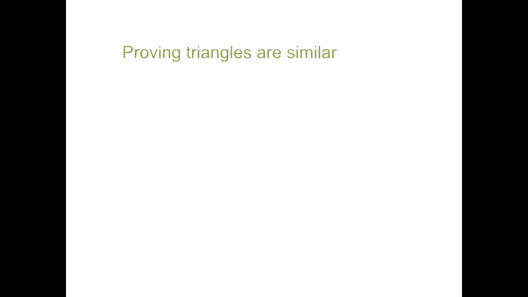This lesson is about proving triangles are similar. There are 3 different ways to prove triangles are similar, and what we're going to be doing is kind of like what you did when you proved triangles were congruent. When we proved triangles were congruent, we used side-side-side, side-angle-side, angle-side-angle, angle-angle-side, and hypotenuse-leg. This time we have only 3 to choose from.